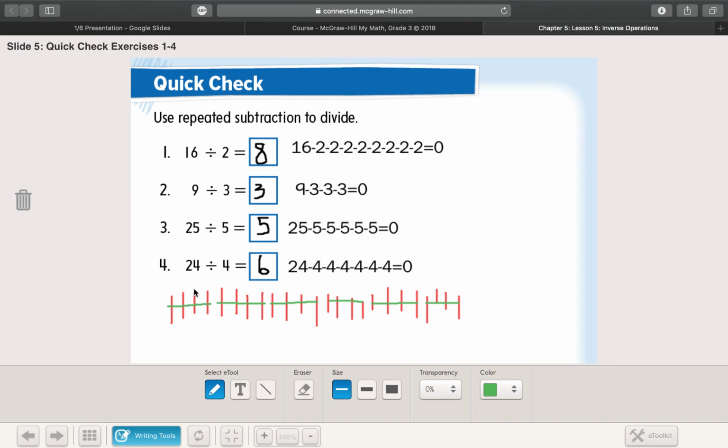How many times did I subtract 4? 1, 2, 3, 4, 5, 6 times. The answer is 6.